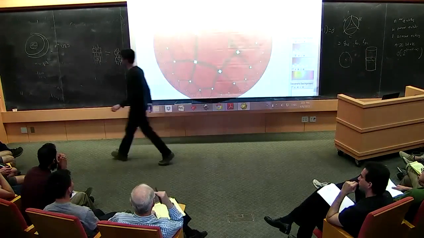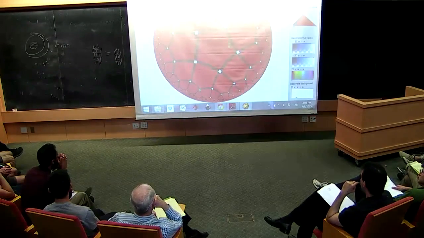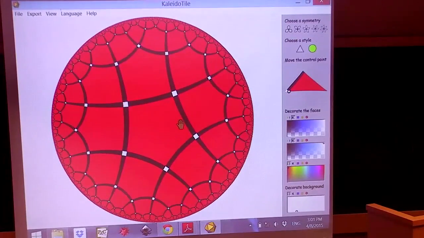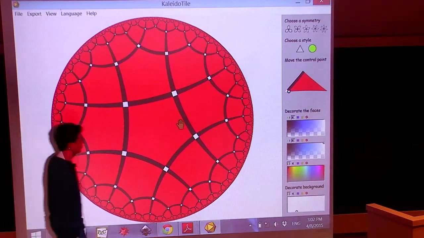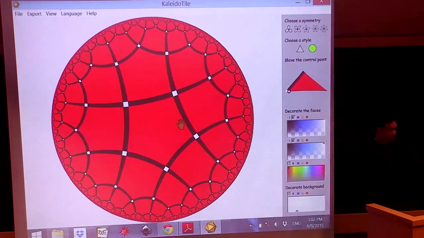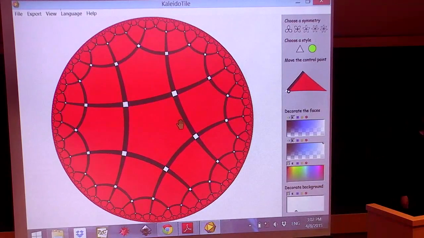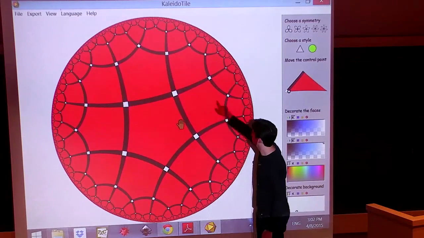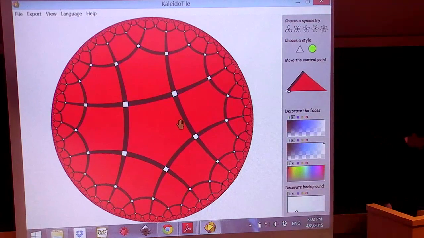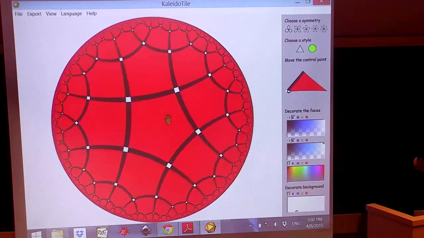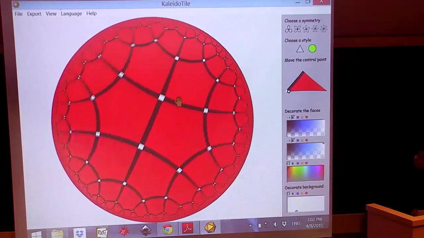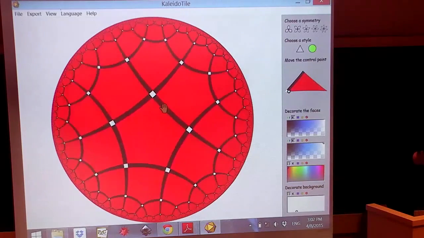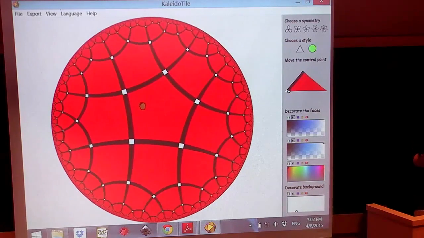Let's see if I can improve this. So here's a fun picture. Here's some pentagon tiling of the hyperbolic plane. Okay. So each guy here is a pentagon. Pentagons don't usually look like that. But actually, I just couldn't resist doing this. Pretty cool, huh?